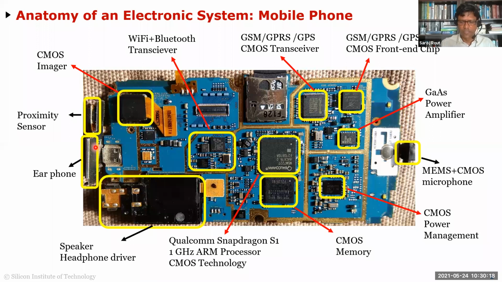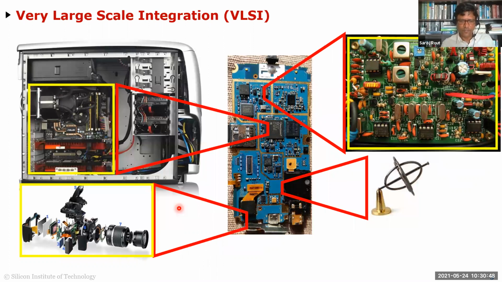Your earphone obviously is another chip, but it's a MEMS device. Your microphone on this side is actually a chip as well. I'll show you an internal of one of these microphones. Headphone driver, speaker, obviously the speaker is a mechanical device, but the driver goes as a chip inside this, and so on. So you can see almost all functionalities, major functionalities in this phone or any electronic system is done through an integrated circuit. Okay.